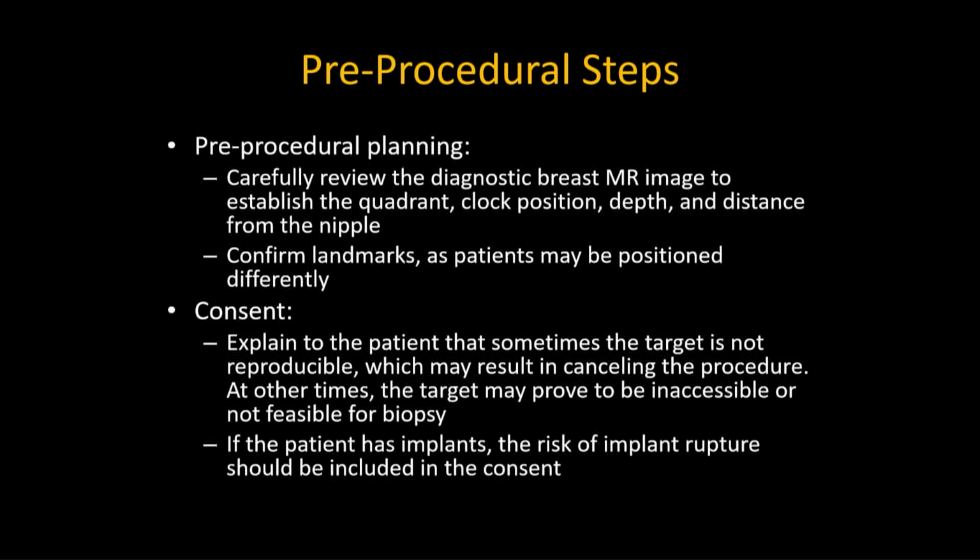It's also important to talk to the patient during the consent. Explain to the patient the procedure, and then also let them know that sometimes the target may not be reproducible, say it's background parenchymal enhancement, which may result in cancellation of the procedure. And if the patient is prepared for that, they understand the next steps. And other times, the target may be inaccessible or not feasible for biopsy. In particular, if patients have implants, it's important to talk to them about the risk of implant rupture, and this should be actually included on the consent form.